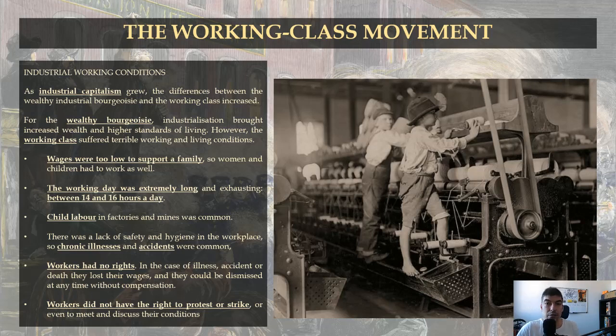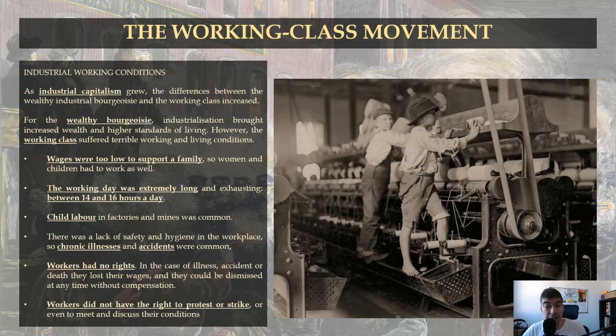First, we have to take a look at the industrial working conditions. So, as this new industrial capitalism grew, the differences between the wealthy industrial bourgeoisie and the working class increased. So, the inequality increased. For the wealthy bourgeoisie, the industrialization brought increased wealth and higher standards of living. So they became richer and richer, and their living conditions were better and better.